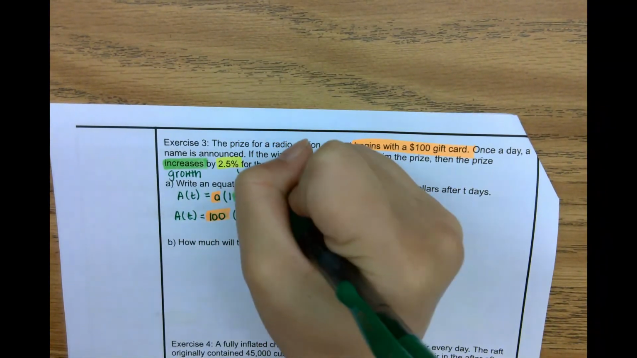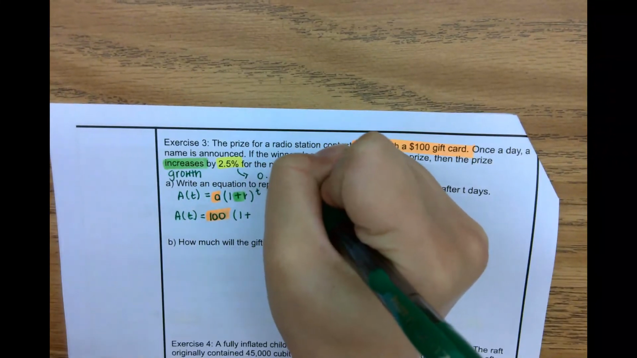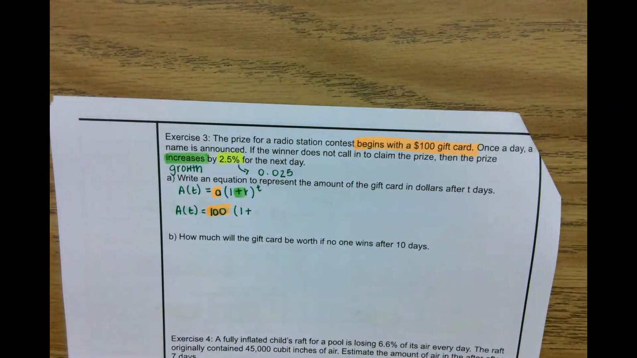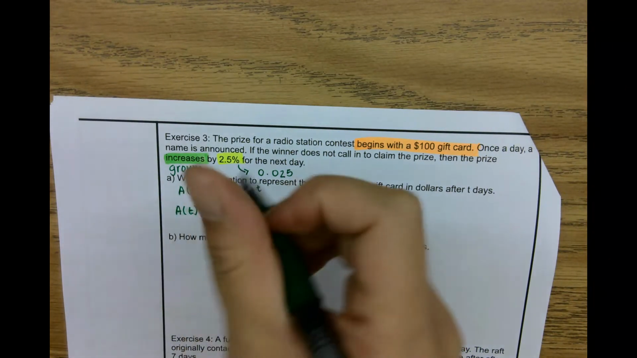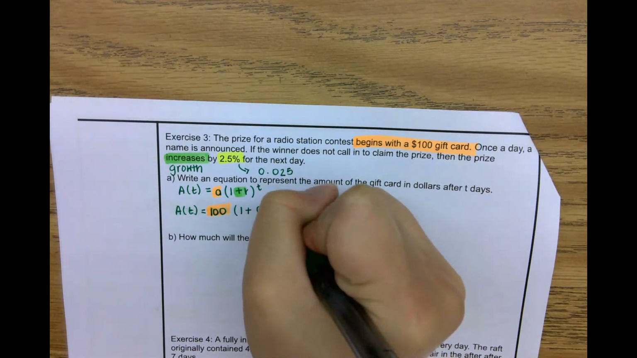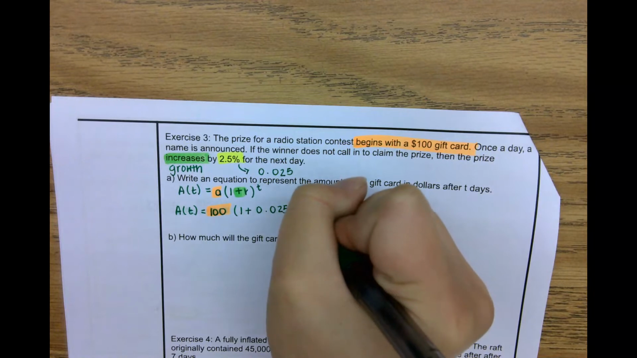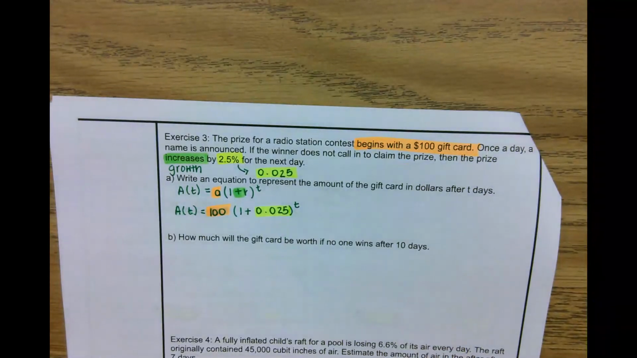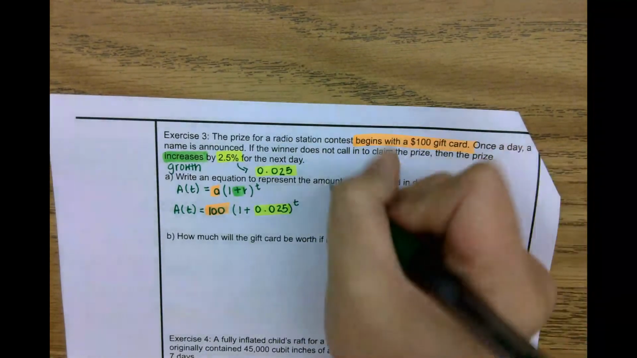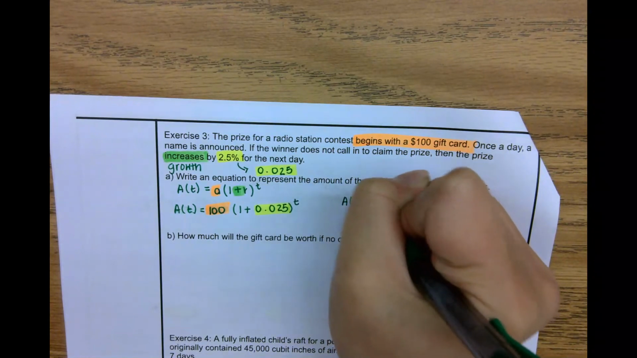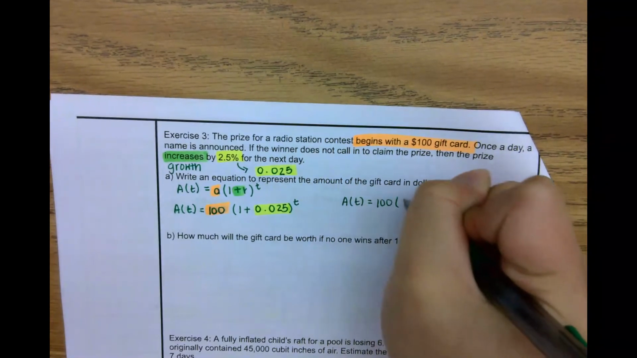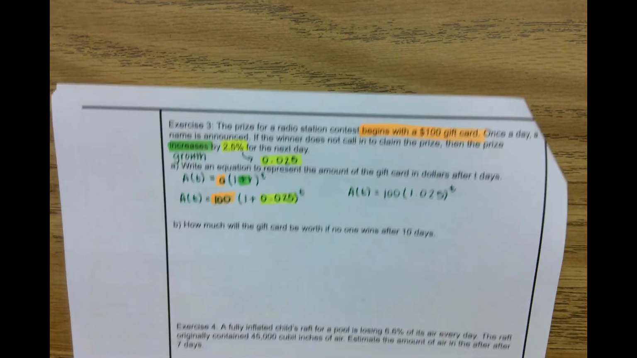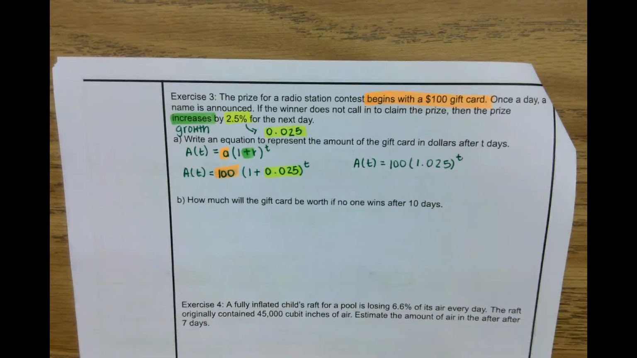It's going to be 0.025. What we do is we take our decimal place, we go 1, 2, and that gives it as a decimal rather than a percentage. My rate has to be without the percentage sign, as a decimal. I'm just going to simplify that 1 plus 0.025. So A sub T equals 100 times 1.025 to the T power. That's my equation.